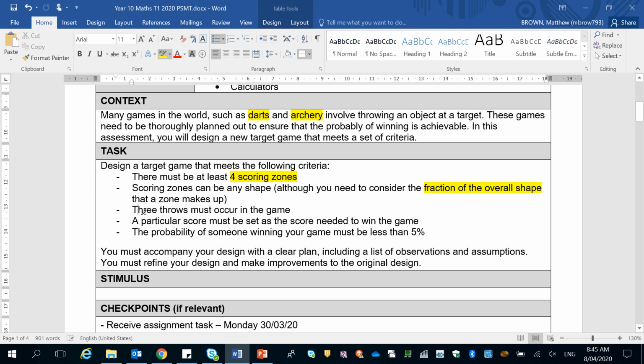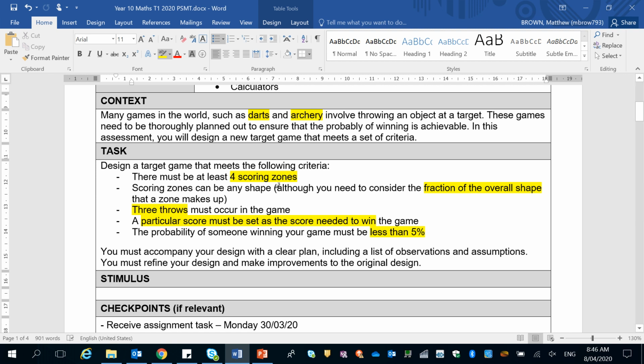You need to have 3 throws, so you need to have 3 events, and you need to be calculating the probability of these 3 events. Now, whether these are independent, dependent is up to you. So you need to set a particular score to win. Okay, so 4 scoring zones, 3 throws, and you need to set up a score that you need to win. Okay, and here's the crux of it. You need to make sure that the chance of you winning is less than 5%.